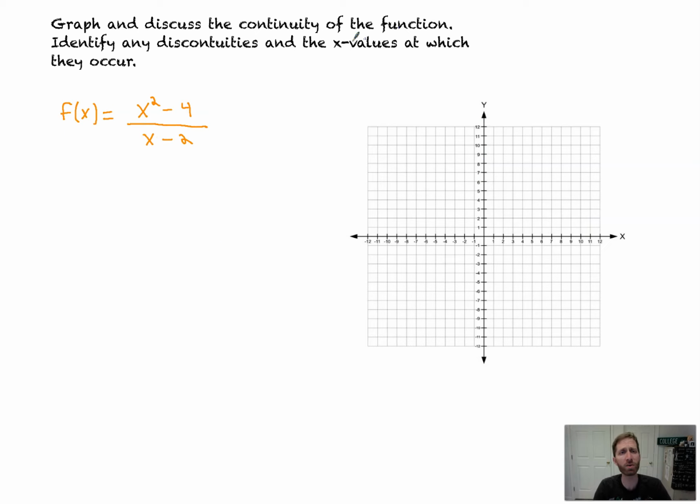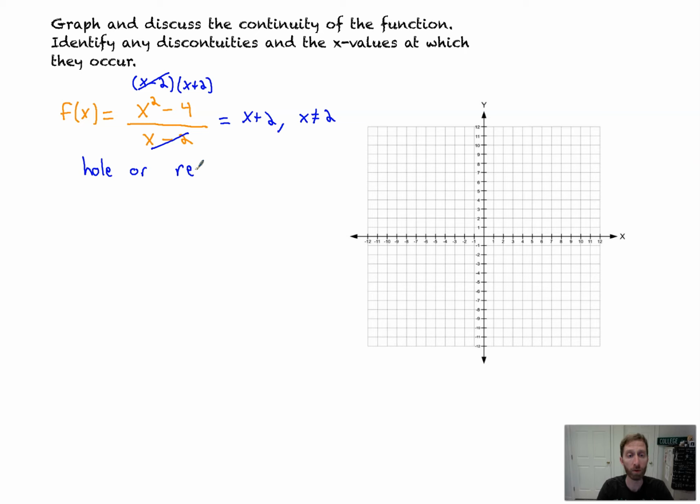Graph and discuss the continuity of this function. Identify any discontinuities and the x values at which they occur. Now, to do this problem justice, what I'd like to do is factor it out first. Notice that the numerator factors to x minus 2 times x plus 2. The x minus 2's will divide out. Now, that alone allows us to say that the function is x plus 2 except x can't equal 2. And the reason why it can't equal 2 is in the original function, you would have gotten 0 over 0 at 2. It's indeterminate.